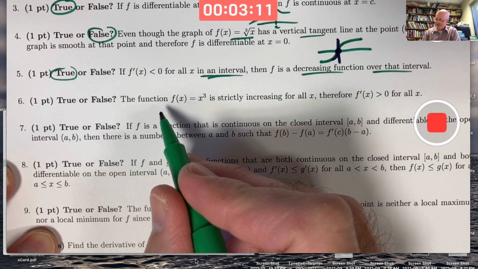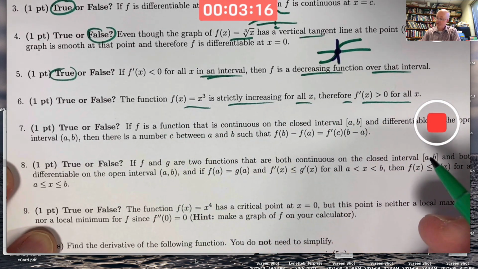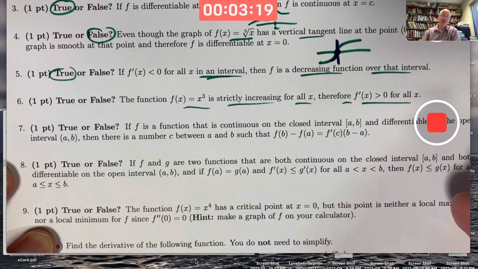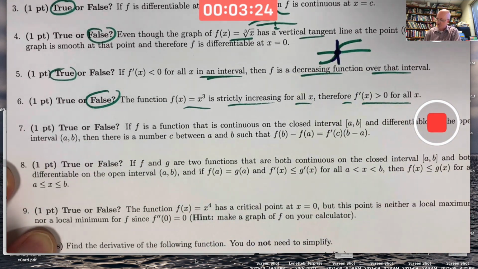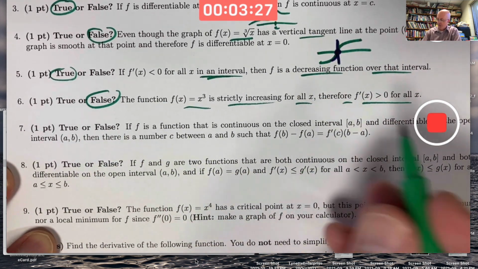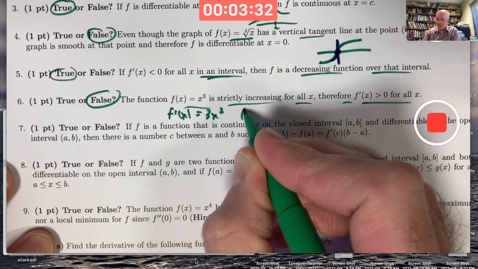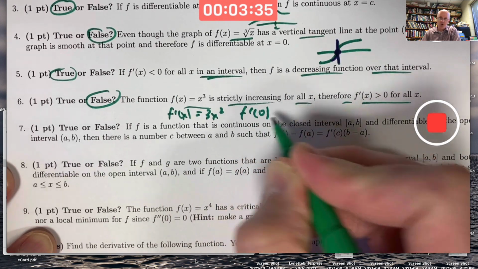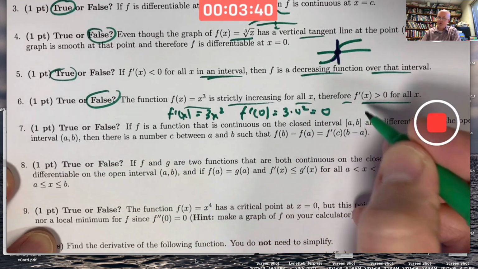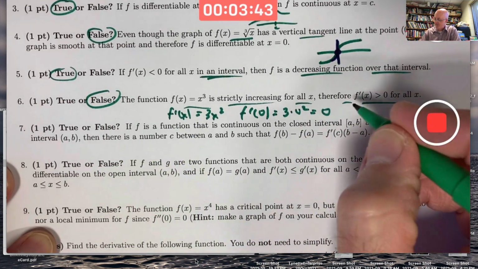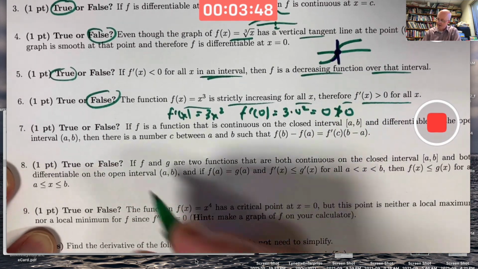What happens here? The function x cubed is strictly increasing for all x, therefore f prime of x is strictly positive for all x. That sounds true, but well, we are alternating. This one is false. I don't always alternate true, false, true, false. That one is false. Why? Well, just think about it. Its derivative is 3x squared. And if I plug in, for example, 0, and that is the important point to plug in, I get 3 times 0 squared. I get a derivative that's equal to 0, not strictly greater than 0. No number is strictly greater than itself. Therefore, the answer is false.